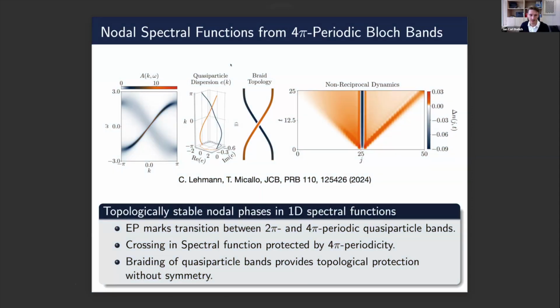So I observe a gapless spectrum in this system. And now the question is, how is this topologically stable? So from parameter counting, it's quite intuitive, because to see a crossing in a spectral function, actually only the real part of these complex spectra need to cross. And that's one less parameter than if I want a complex degeneracy, an exceptional point.